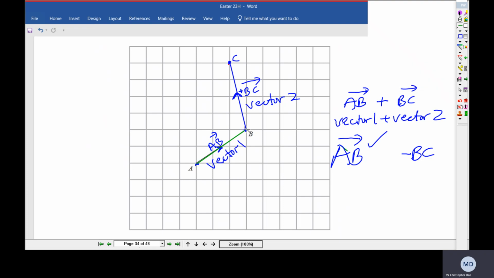What was the vector again? Was it -1, +4? Yeah. So instead of a -1, I'm going to do a +1. Instead of a +4, I'm going to do a -4. So I think I'm going to go down there. So I'm going to do AB along there. I'm going to do minus BC, which goes that way.